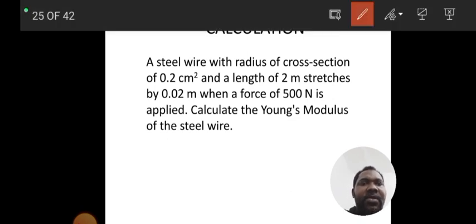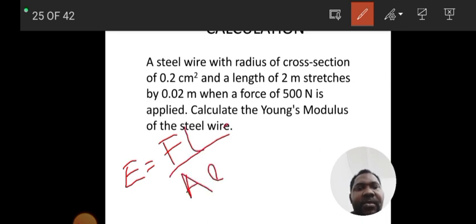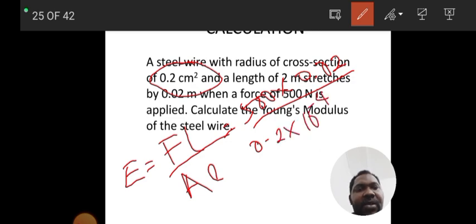It says a steel wire with a cross-sectional area of 0.2 centimeters squared and length of 2 meters stretches by 0.02 meters when a force of 500 newtons is applied. Calculate the Young modulus of the wire. We can continue by saying Young modulus is equal to force times length all over area times extension. So the force applied here is 500, and the length is 2 meters. Divided by area, the area is given in centimeters squared, so we convert that to meters squared, which is 0.2 times 10 to the power minus 4. Then multiply by the extension, it stretches by 0.02.